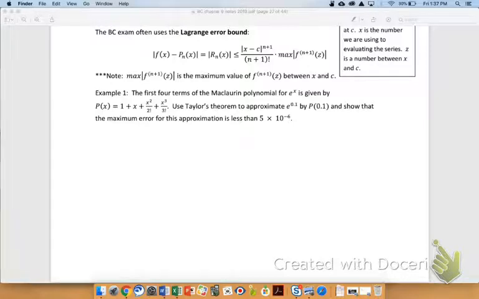Anyhow, so example number 1 says the first 4, look at this. It even just gives you the Power Series right here. It gives you the Maclaurin polynomial. It says the first 4 terms of this Maclaurin polynomial for e to the x are given by p of x. Says use Taylor's theorem to approximate e to the 0.1 using that polynomial. So any guesses on what that would involve?